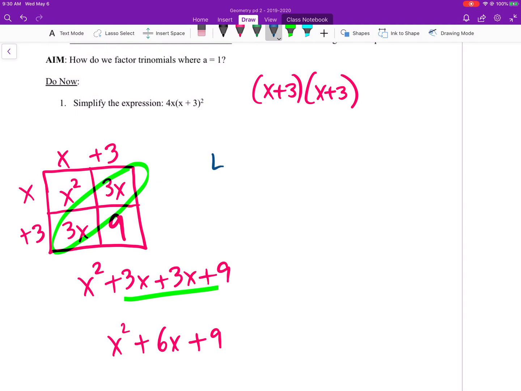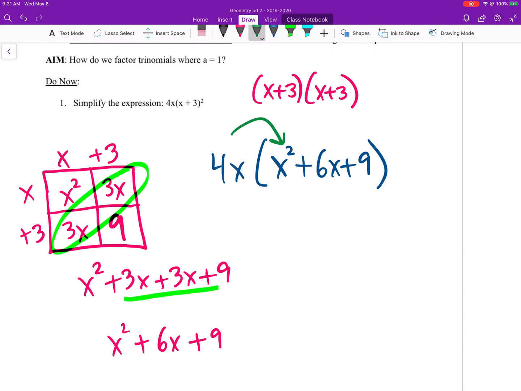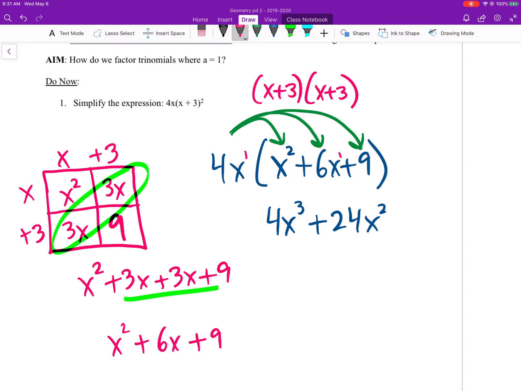Now, we still have that 4x out front. So now it's 4x times (x squared plus 6x plus 9). So now we'll distribute that 4x to everything. So 4x times x squared is 4x to the third power. Remember your invisible ones, that's an exponent of 1. 4x times 6x is 24x squared. Another invisible 1 here. And we have 4x times 9, which would be 36x. And now you're done.